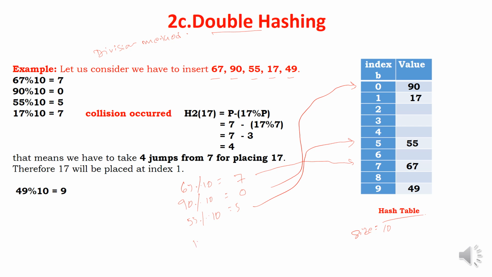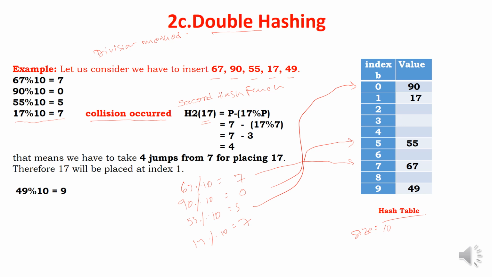Then 17 % 10, the index is 7. The seventh location is already filled with 67, so now you have to use the second hash function. Whenever 17 % 10 gives 7, there is a collision. Now you have to use the second hash function. The second hash function of 17 is equal to p minus key % p.